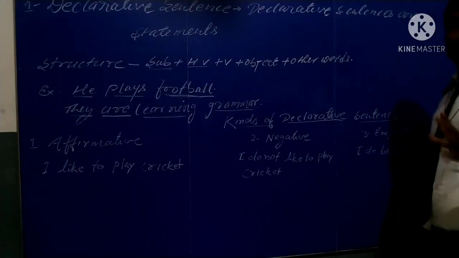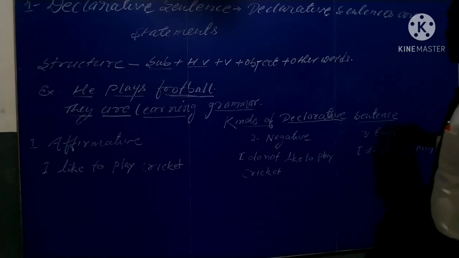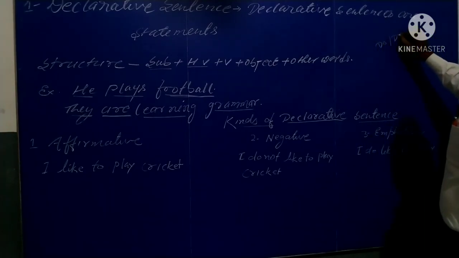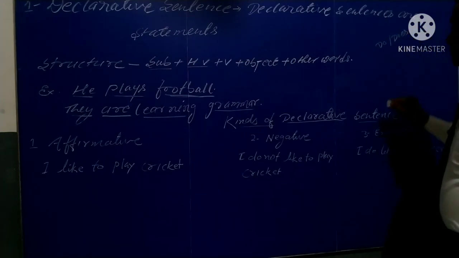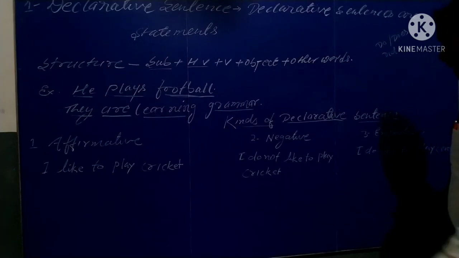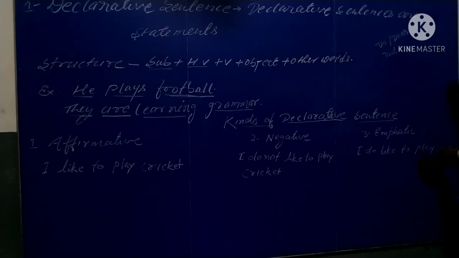And when you want to make an emphatic sentence, then you have to put do and does in present indefinite and did in past. Then here, I do like to play cricket. मैं क्रिकेट खेलना पसंद करता तो हूँ. The Hindi sense of the given sentence is मैं क्रिकेट खेलना पसंद करता तो हूँ.